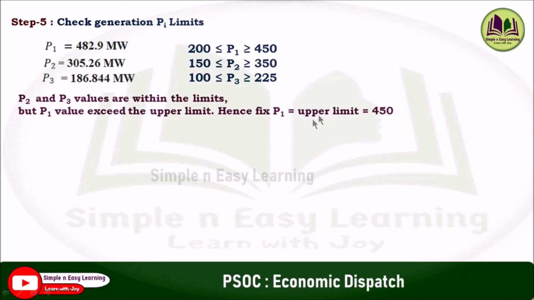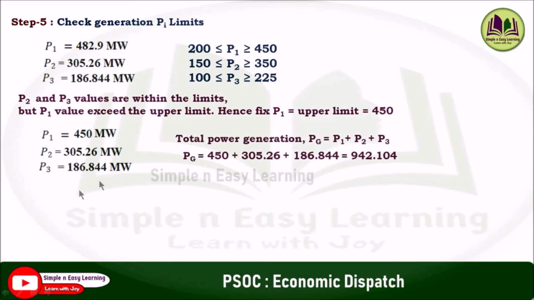So what we need to do? We need to set this P1 equal to the upper limit. The upper limit is nothing but 450. So P1 is equal to 450. So now the new value of generation is P1 equal to 450, P2 equal to the same value, and P3 is equal to the same value 186.844 megawatt.